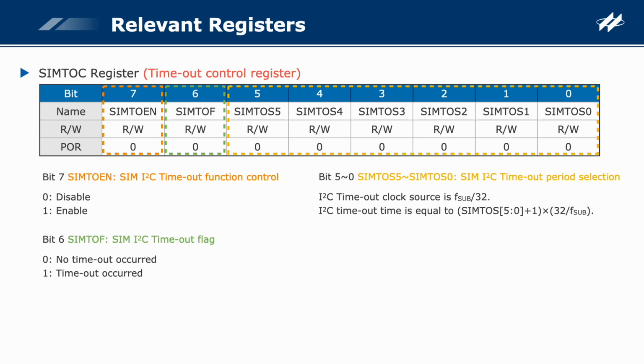The clock source for timeout control is divided by 32, and the timeout formula is shown in the figure. Suppose that the low-frequency clock source is 32 kHz. When the timeout period setting bits are set to 011111, the timeout period is equal to 32 microseconds.